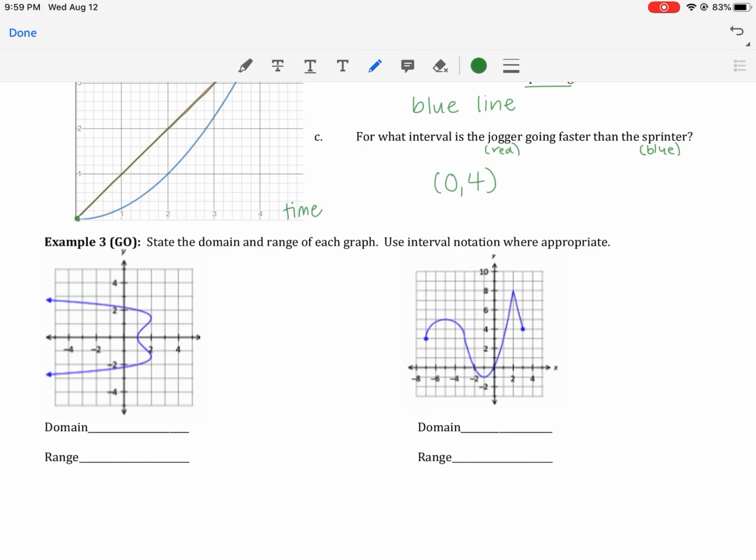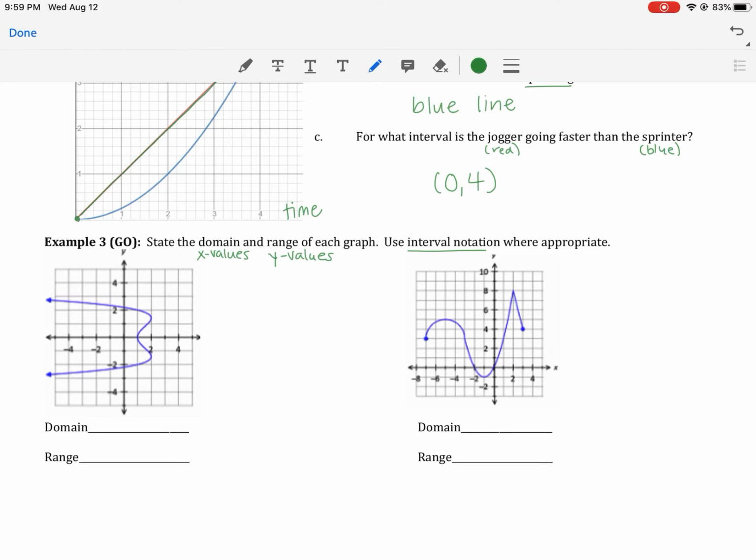Last but not least, on the go part of your homework, we're going to talk about domain, which is your x values, and range, which is your y values. It says use interval notation. So remember, tell the value it starts and ends at. It can include negative infinity or infinity, but it also can be numbers where appropriate.